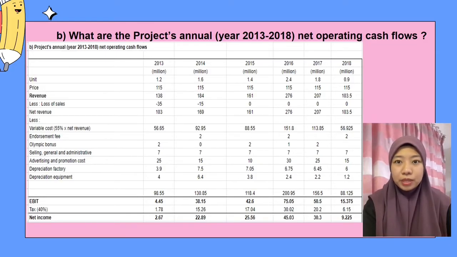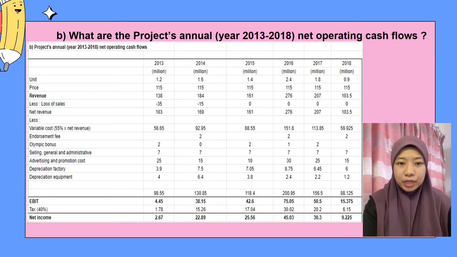For question B, what are the project's annual net operating cash flows from year 2013 to 2018? As you can see in the table, the total of the revenue fluctuates. From 2013 to 2014, it increased. From 2014 to 2015, it decreased. From 2015 to 2016, it increased, while from 2016 to 2018 it continuously increased.